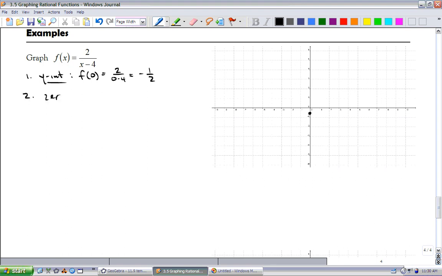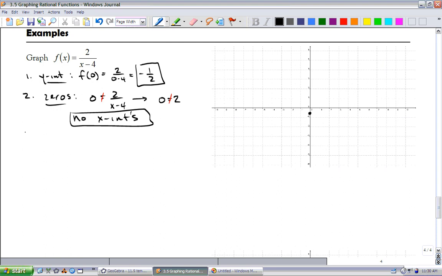2. If we want to find our zeros, we set our function equal to 0. 0 equals 2 over x minus 4. And in this case, if we multiply both sides by x minus 4, we get 0 equals 2. Okay, and that doesn't make sense. So what we can say here is this one has no x-intercepts, which actually will help us later on.